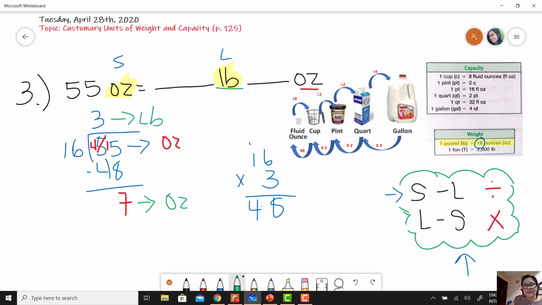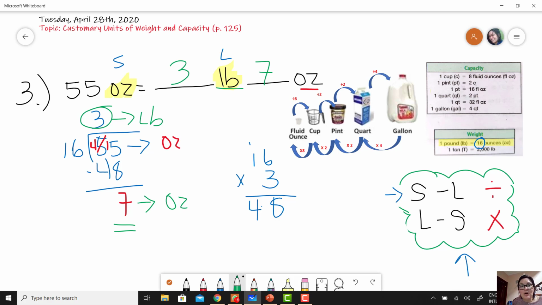So let's answer. In 55 ounces, how many pounds do I have? 3 pounds, this one here, and I have a remainder. That means that 55 ounces are not 3 exact pounds of whatever. We are going to have a remainder of 7 ounces. That's why this one was in there.